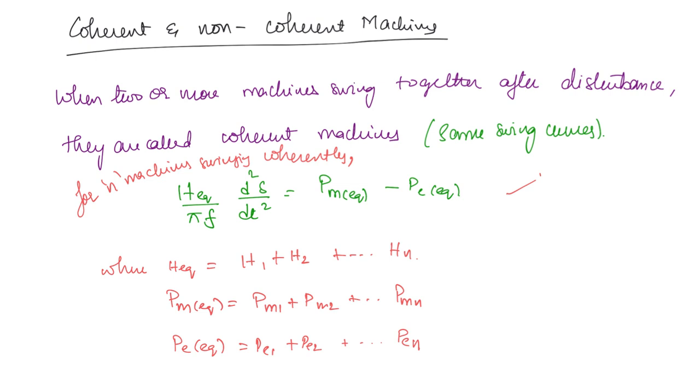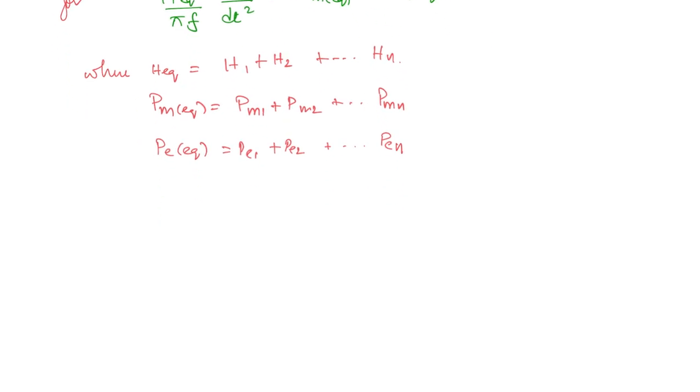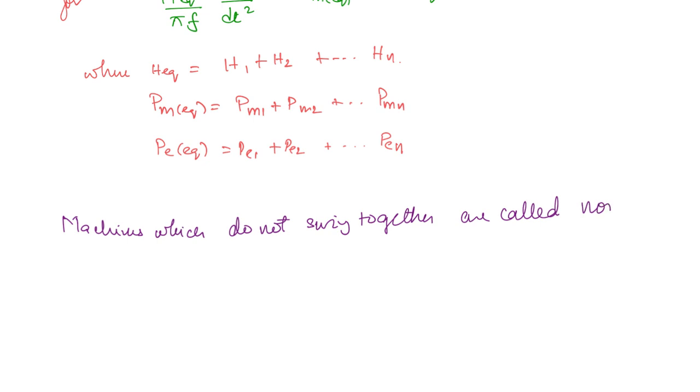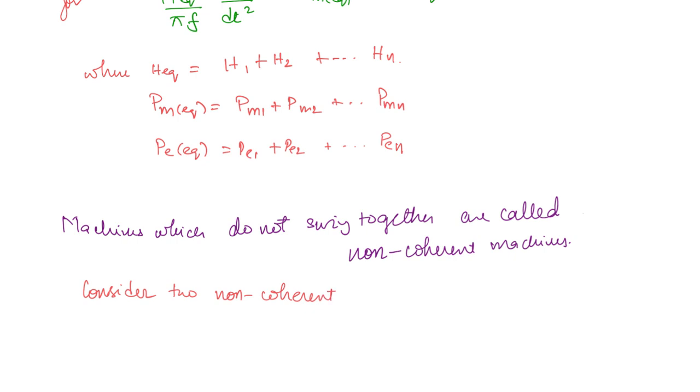Now what is a non-coherent machine? They don't swing together, that means they are not coherent. So machines which do not swing together, or you can simply write, if they are not coherent, then they are non-coherent machines. So here the swing equation we will write for two machines only which are non-coherent. Consider two non-coherent machines.